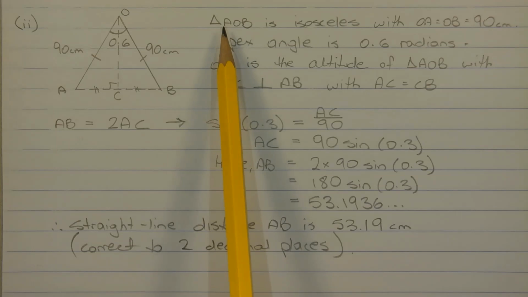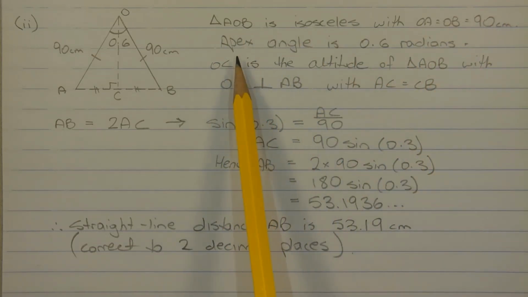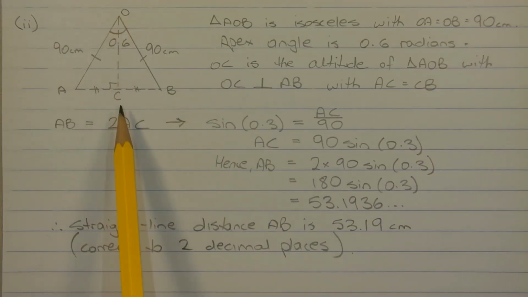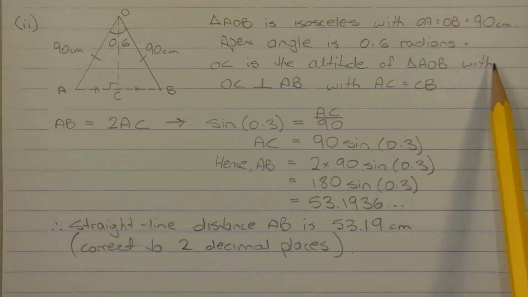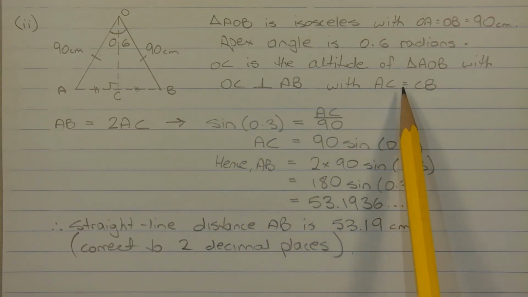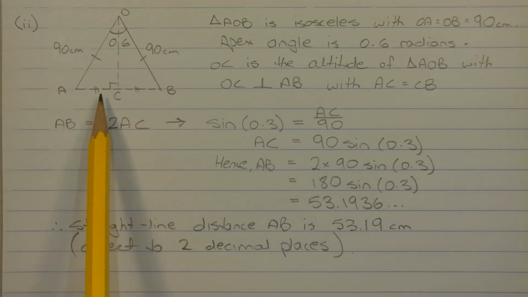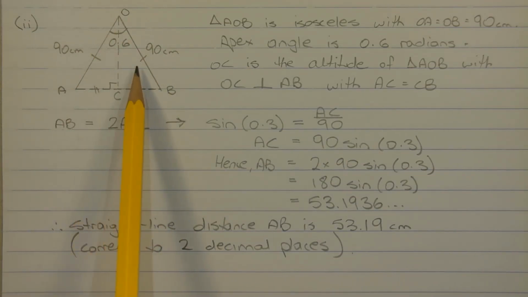So triangle AOB is isosceles with OA equals OB, which equals 90 centimeters. The apex angle is 0.6 radians. OC, so that's this vertical here, is the altitude or the height of triangle AOB with OC perpendicular to AB with AC equals CB. And when we divide any isosceles triangle this way, it does produce two congruent right angle triangles. We don't need to prove this fact, but we can accept that at this stage.